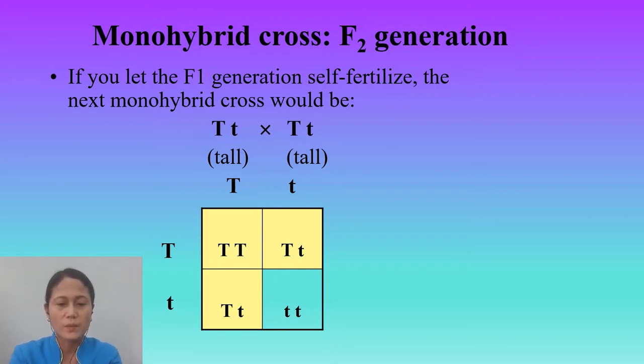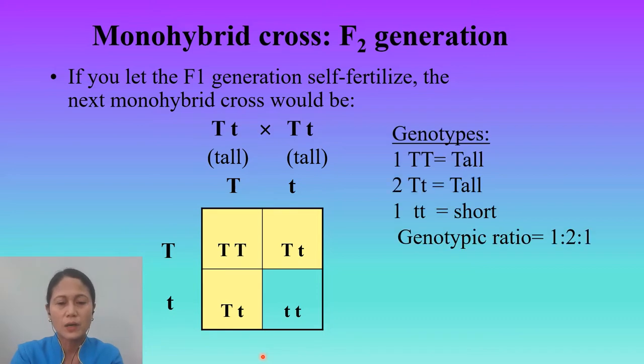So remember that here we just brought down the T from up here like that, and then from here to that. So basically it's just the cross section of these letters. And note of this, it would always be good to write first the uppercase or the big letter and then the small letter. So in this F1 self-fertilization monohybrid cross, we have the following genotypes.